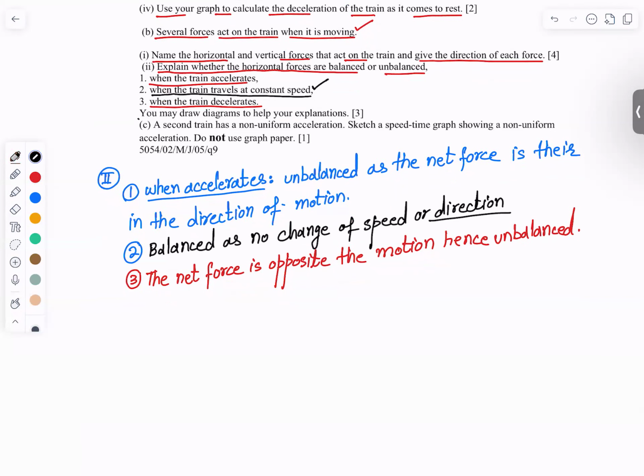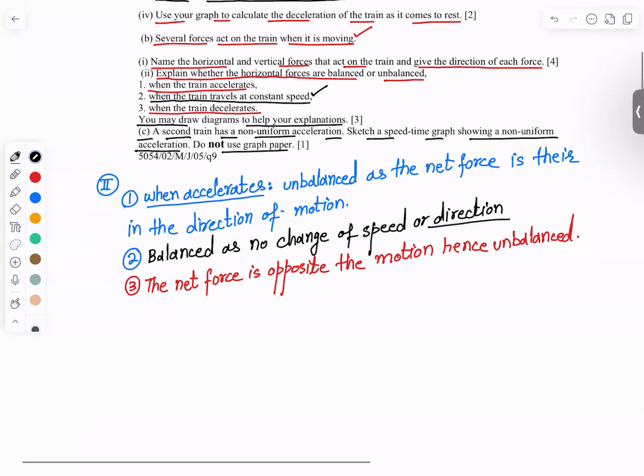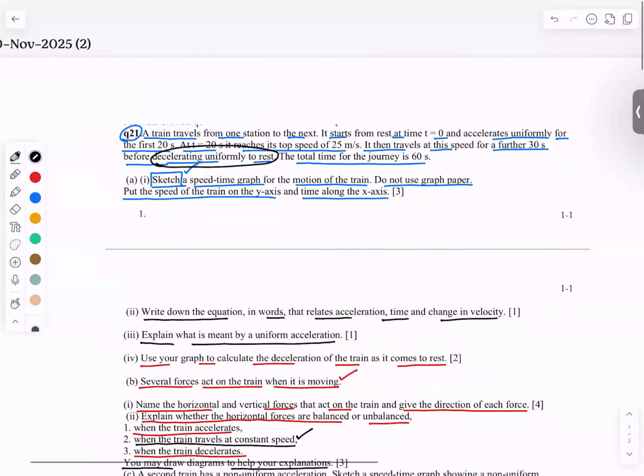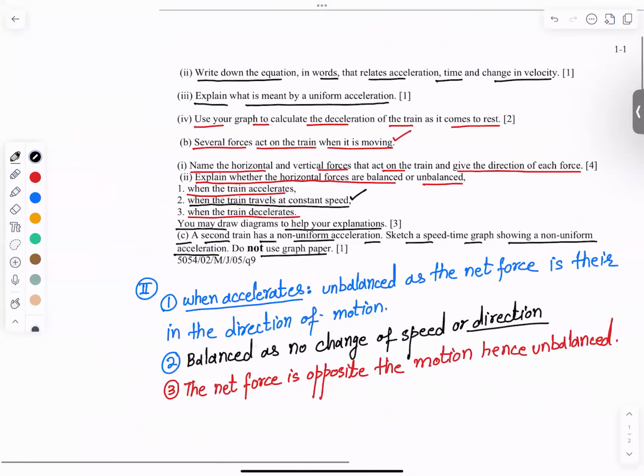Okay, the next part is you may draw to help your explanations. We already explained everything. Okay, part C, a second train has non-uniform acceleration. Sketch a speed time graph showing a non-uniform acceleration. Do not use graph paper. They randomly said that there is another train and that train has a non-uniform acceleration throughout.